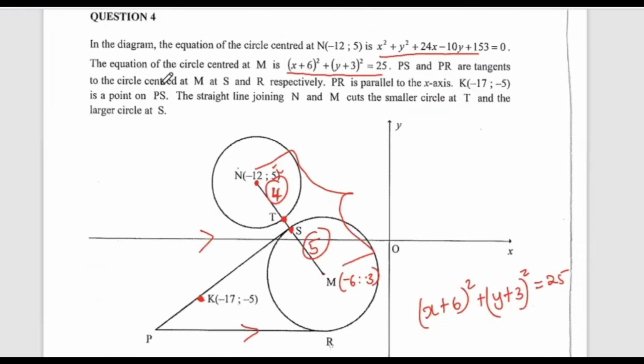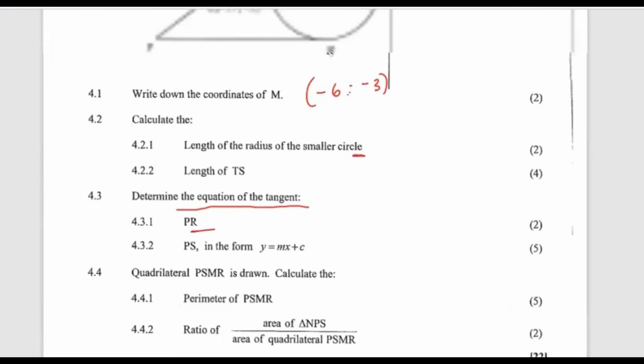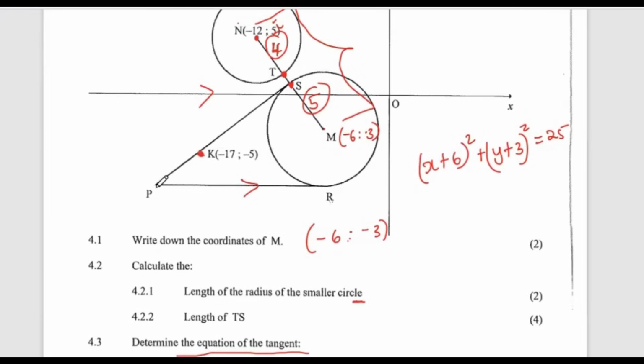4.3. Determine the equation of the tangent PR. We want the equation of this line. What do we do? Should this be negative 3?